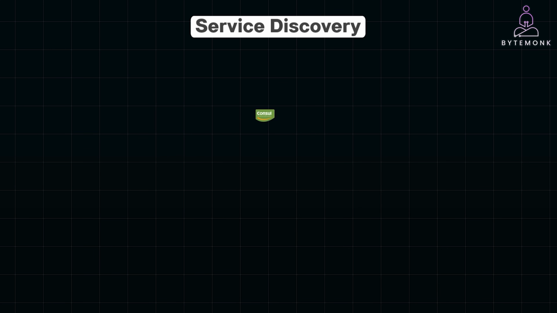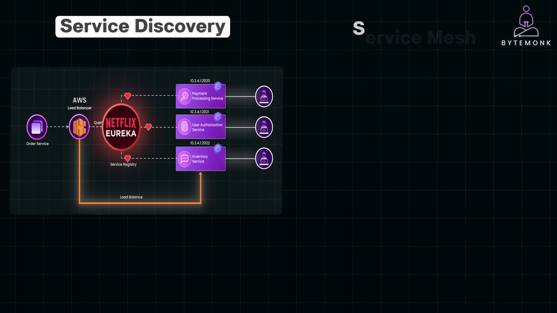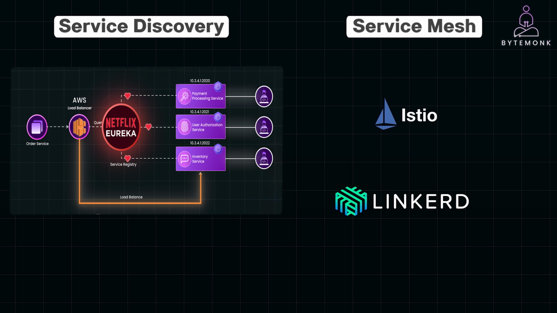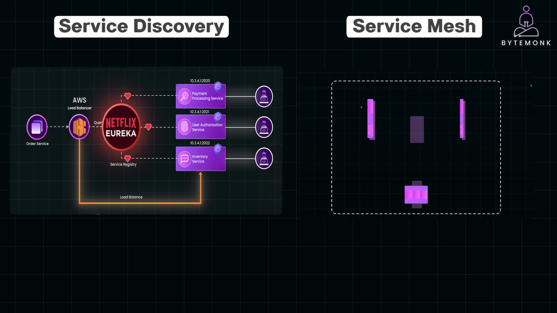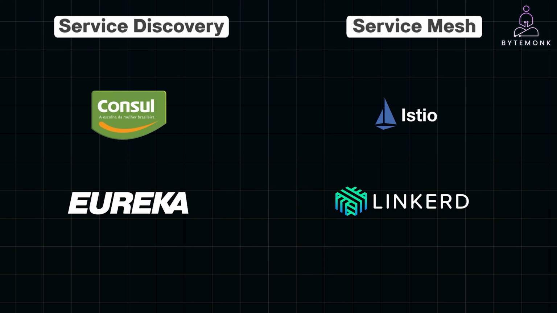Service discovery tools like Consul or Eureka help locate the services in rapidly scaling environments, while service meshes like Istio or Linkerd manage and secure service-to-service communication, adding advanced control without requiring code changes. These tools work in tandem to enable smooth, scalable transitions from legacy to microservices architecture.